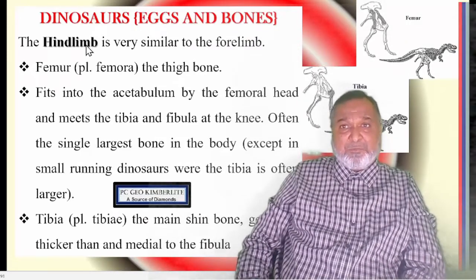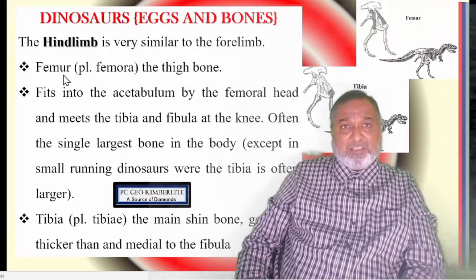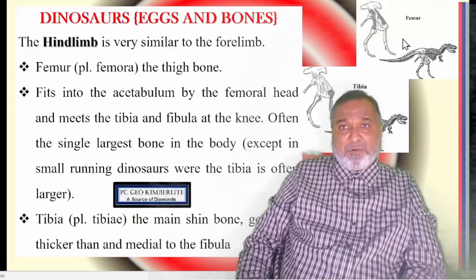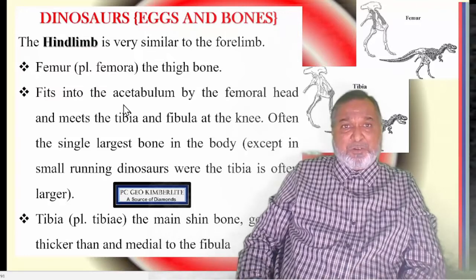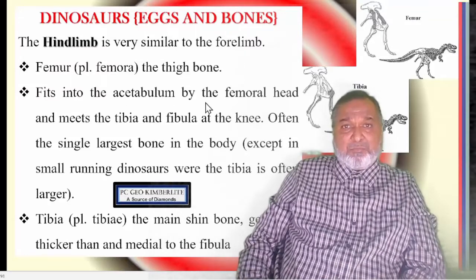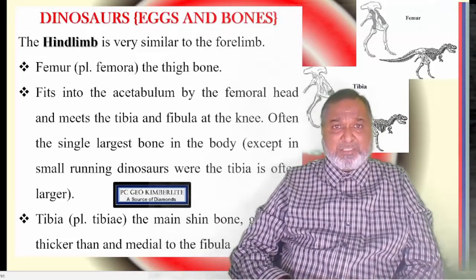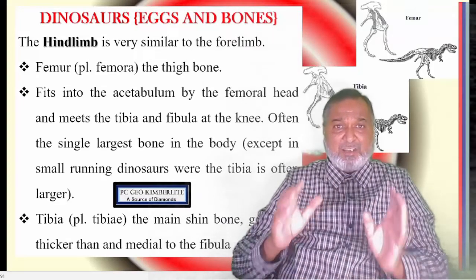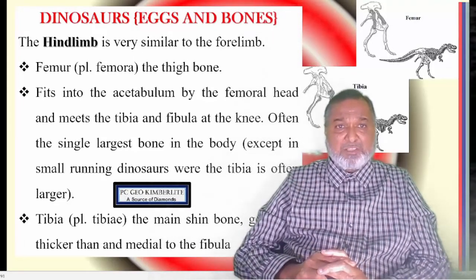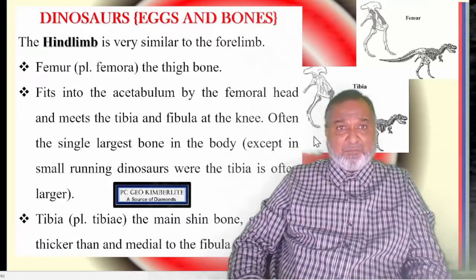Then the hind limbs, they are similar to the forelimbs. There is first the femur, the thigh bone. Femur has been given here, the enlarged thigh bone. It fits into the acetabulum by the femoral head and meets the tibia and fibula at the knee, and is often the single largest bone in the body, except in the small running dinosaurs where the tibia is often larger.